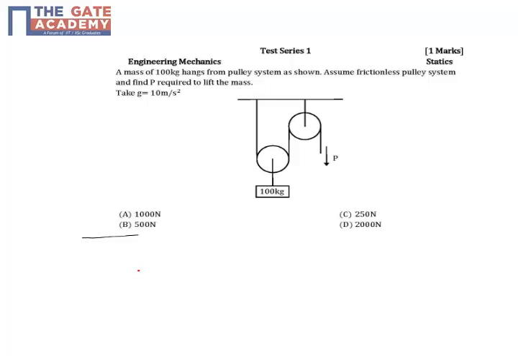Basically, if you can provide the value of P such that you can just keep the 100 kg mass stationary, that will be the minimum P which would be able to lift the mass, because just an incremental increase in that P would raise the 100 kg mass. So we are supposed to find out the P which maintains the 100 kg in equilibrium.